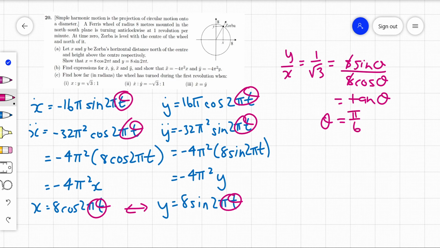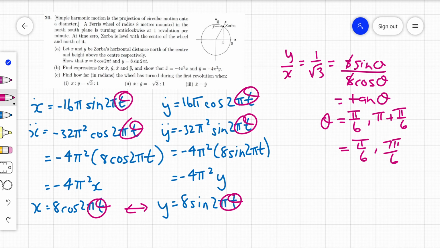Where else does it happen as we go around a full revolution? That would be the third quadrant, which is pi plus pi on 6. So our two answers are going to be pi on 6 and 7 pi on 6. That's two places the wheel could have turned to have that ratio in the first revolution, so between 0 and 2 pi.